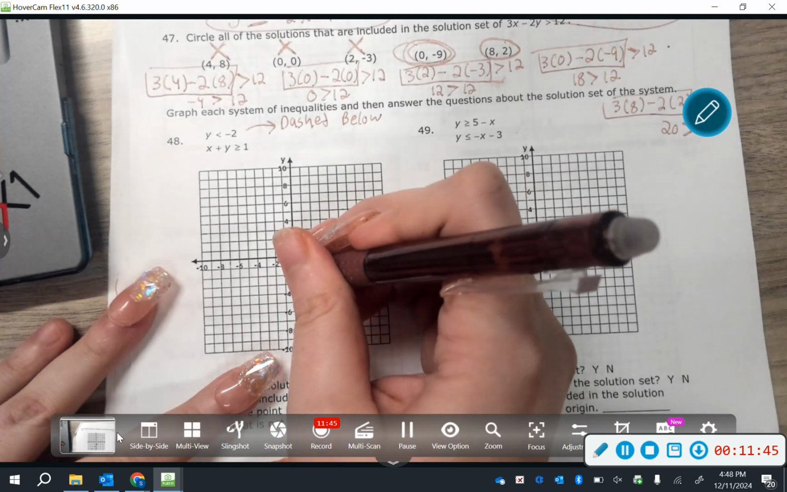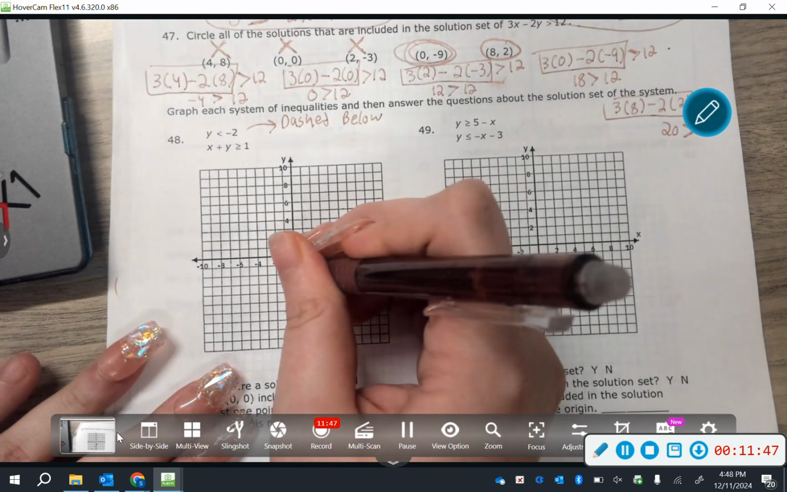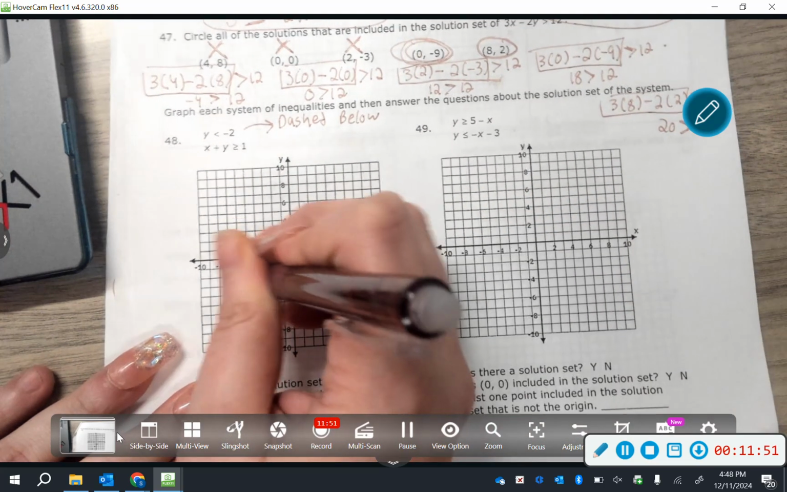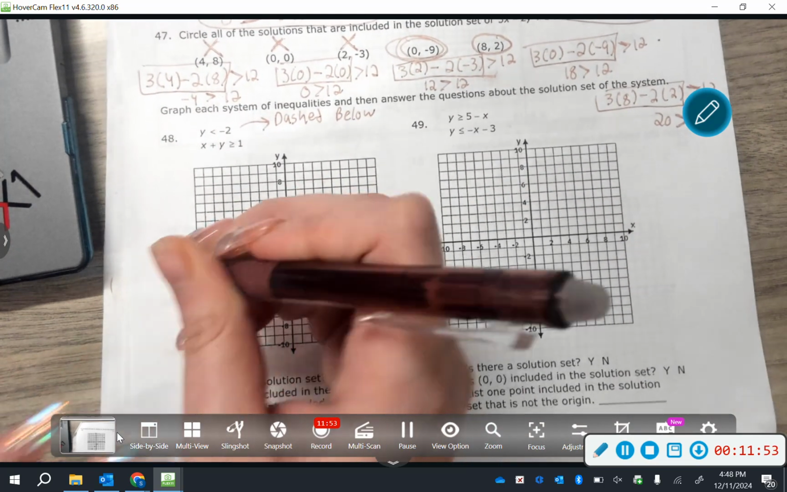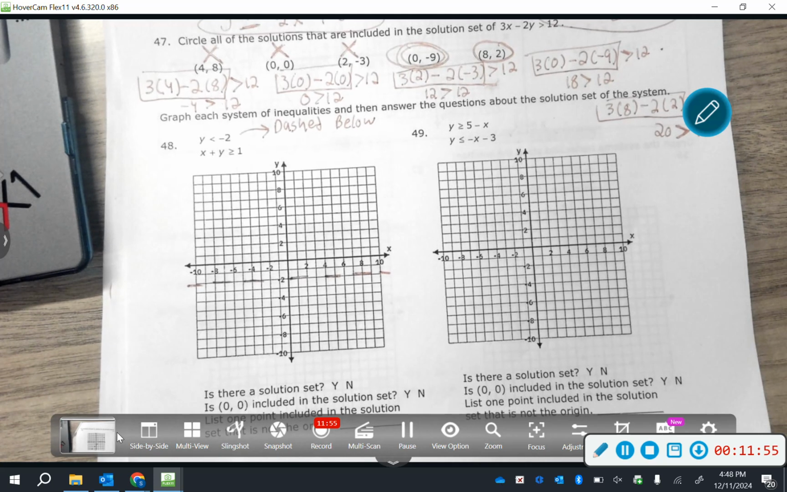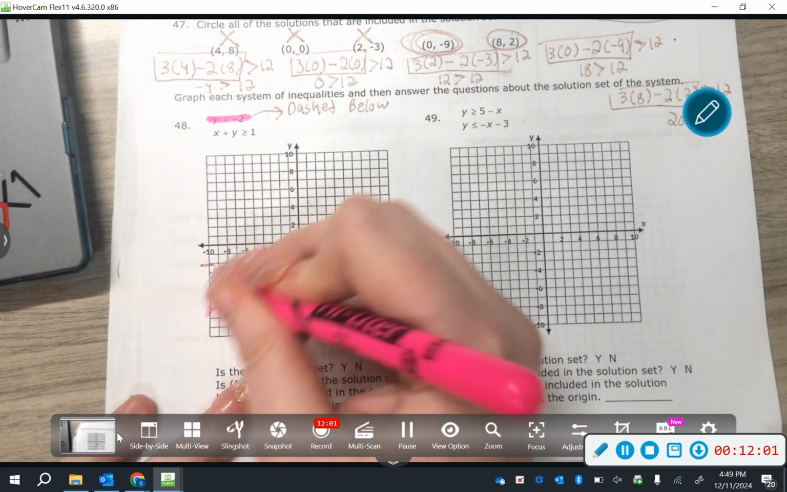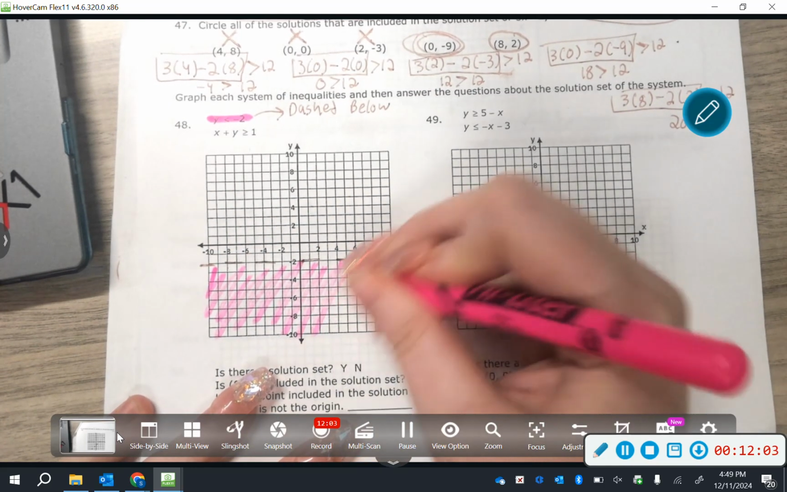Okay, so y is less than negative 2. On my y-axis, I'm going to go to negative 2. There's no other information, and I'm just going to put a dashed line on there. So y is less than negative 2. And I'm going to shade, we said below. So let me get that shaded in there.